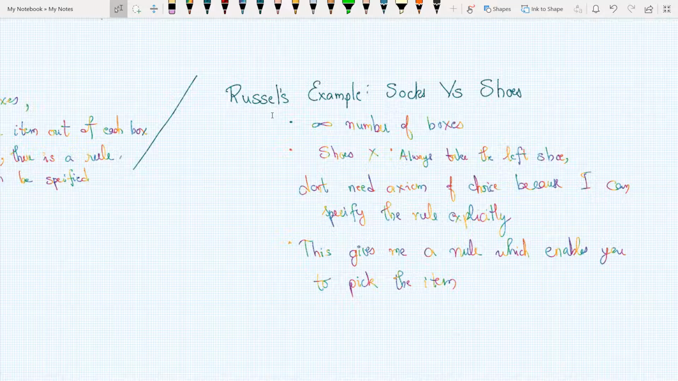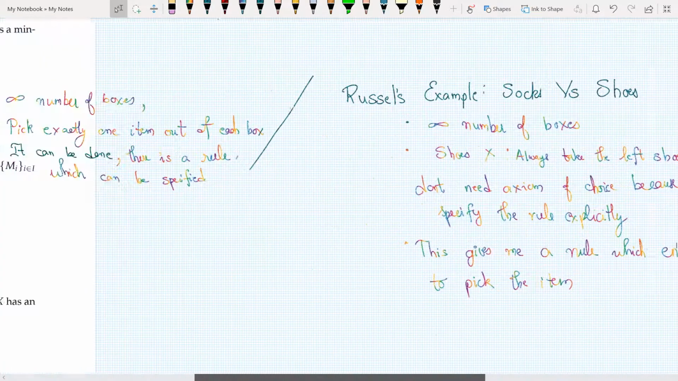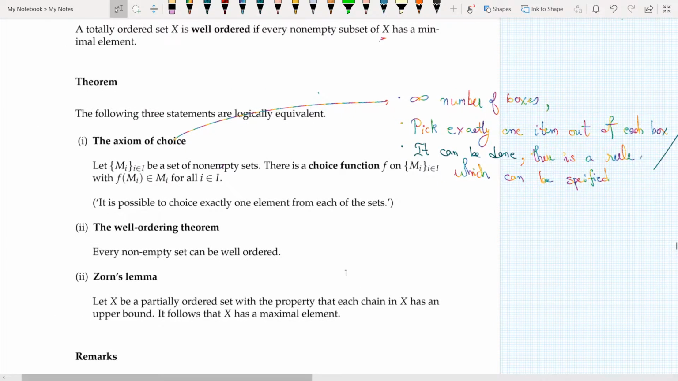And once we have this construct in mind, we can prove the equivalent theorems and lemmas. So Zorn's Lemma also says the same thing, as does the Well Ordering Theorem. The Well Ordering Theorem, Zorn's Lemma, and the axiom of choice essentially mean the same thing.